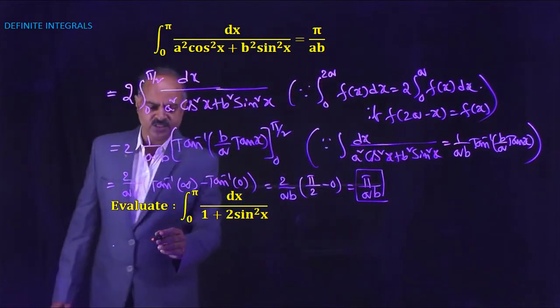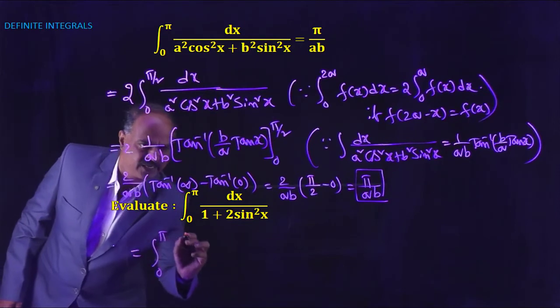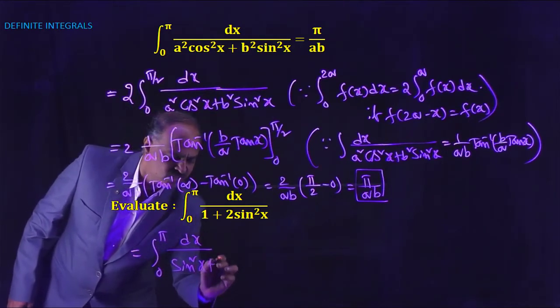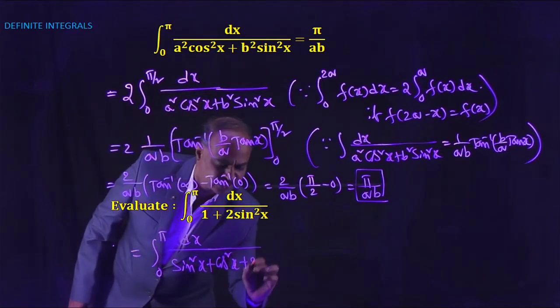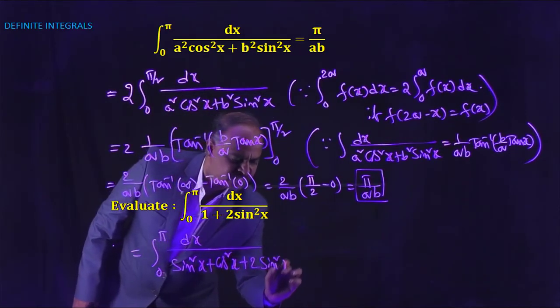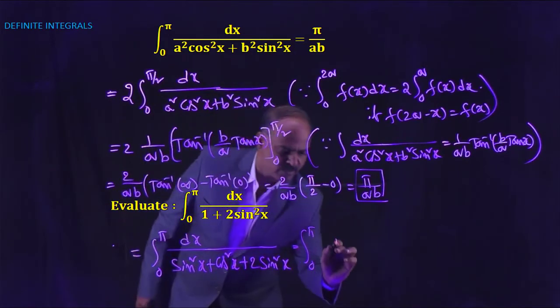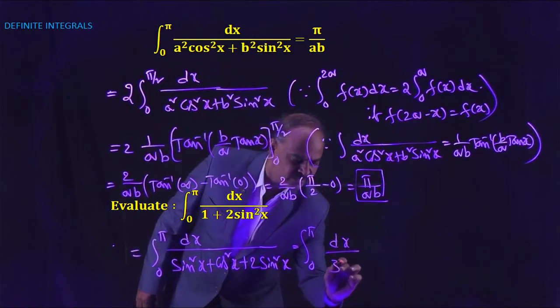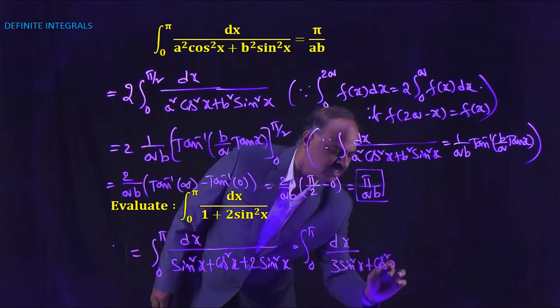Now this can be written as integral 0 to pi dx by, here 1 can be written as sine square x plus cos square x, plus 2 sine square x. Now this is equal to integral 0 to pi dx by 3 sine square x plus cos square x.